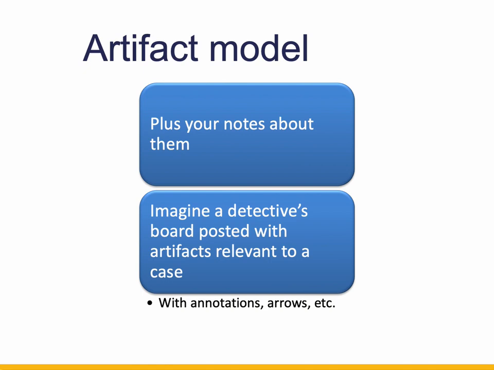So when creating an artifact model, add your own notes about the model itself. Any thoughts you have about the check that I just showed you from the diner? I want you to imagine a detective's board. If you've ever seen serial killers on a map where they have little nails and little string that goes from area to area. Imagine that board posted with artifacts relevant to a case or your case. And that's huge. So annotations, arrows, anything you want. The artifact model really needs to have a brainstorm of ideas from all the information you gathered, because that information is incredibly precious and you don't want to lose it.